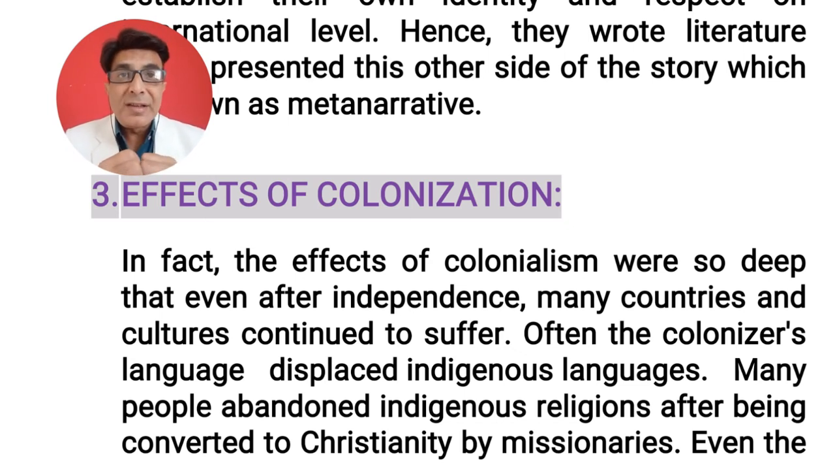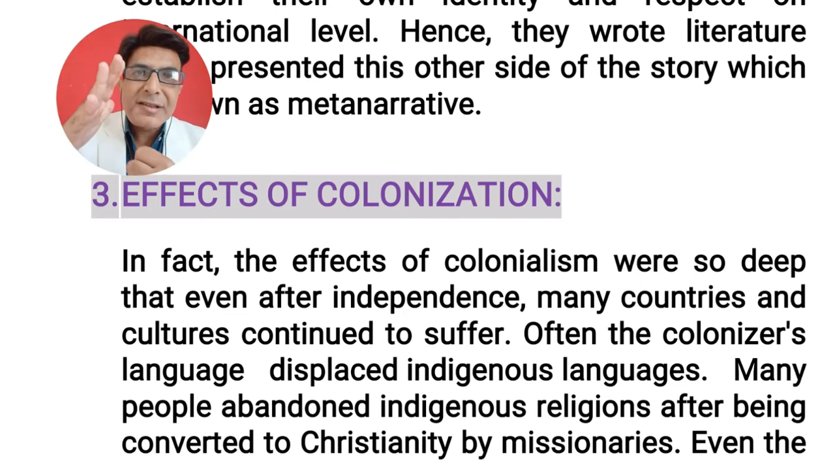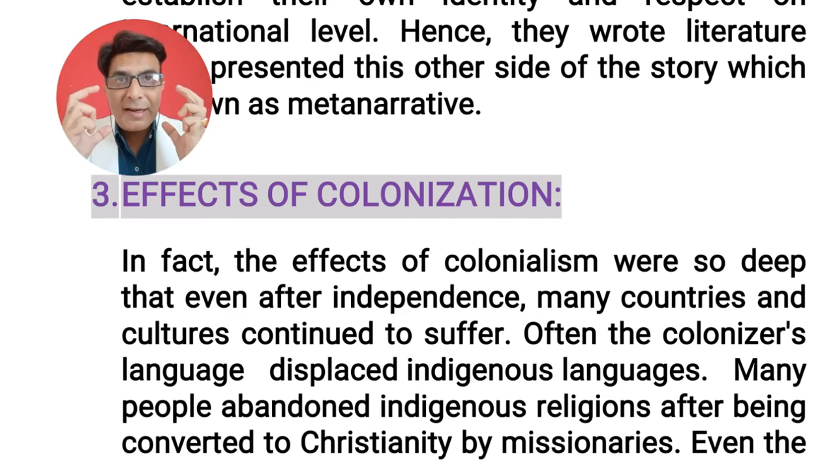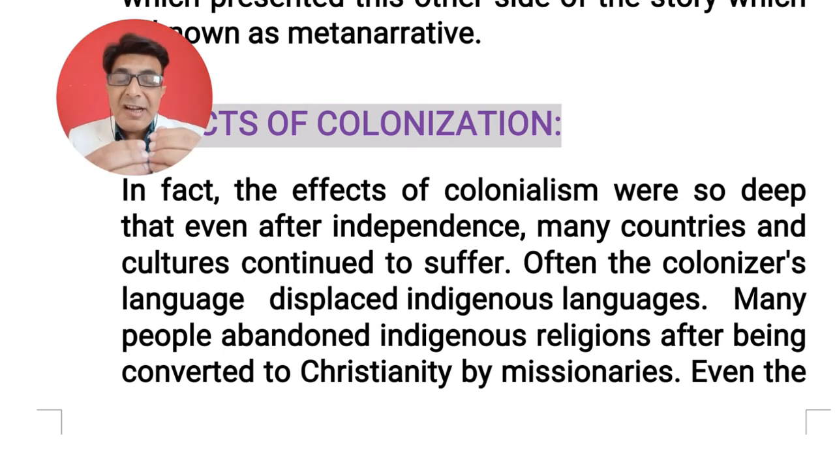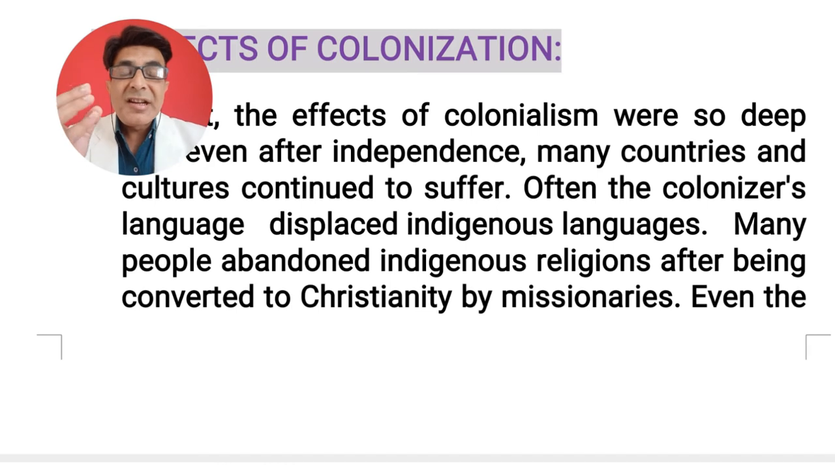Britishers and other Europeans, they ruled over the world for hundreds of years, and as a result, there was deep impact on our mind, okay, on the mind of the colonized local people. And this impact, it was very difficult to get away, to move away from these influences of the British culture, British religion, British language. Okay, the colonizers' language, this language, English language, displaced our own languages.